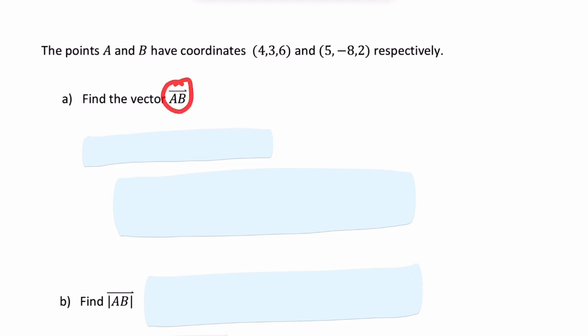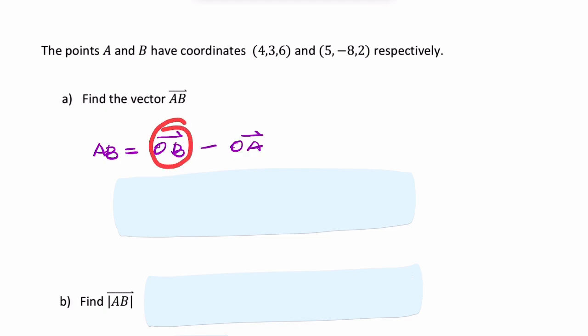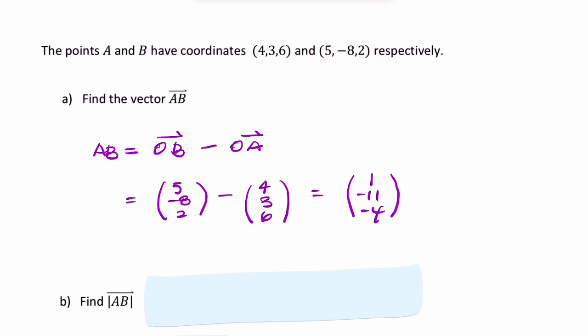So the vector AB is the difference between the position vector OB minus the position vector OA. And the position vector OB will be the coordinates of B written as a vector. So this is the vector OB, and this is the vector OA. We want the difference between the two. So we simply subtract 5 minus 4 to give you 1, minus 8 minus 3 to give you minus 11, etc. So that's the vector AB.